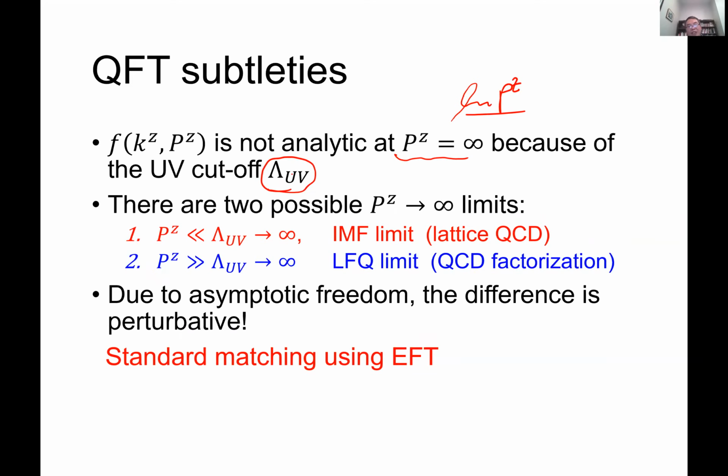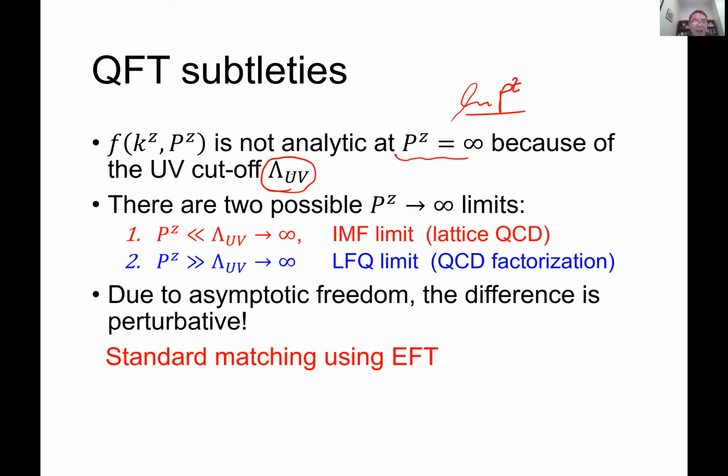And this behavior of non-analyticity is due to the presence of the UV cutoff. In field theory, you cannot get around the UV cutoffs. It's always there, and in a calculation, you take the UV cutoff to infinity. And so you're taking limits of PZ going to infinity. Then you have to ask the question, which goes to infinity first? Is it PZ going to infinity first or the UV cutoff going to infinity first? So you have two possibilities.